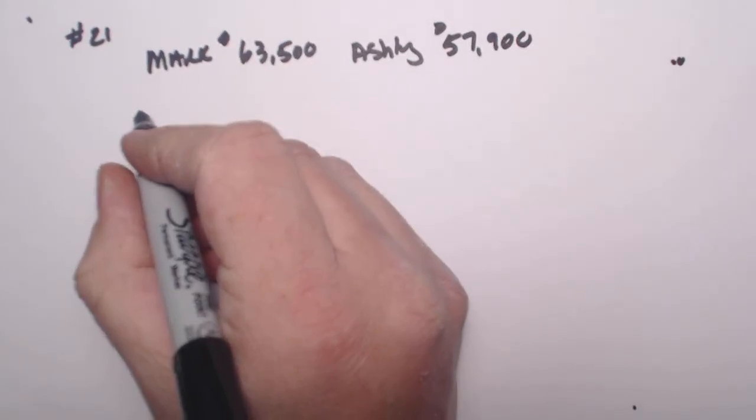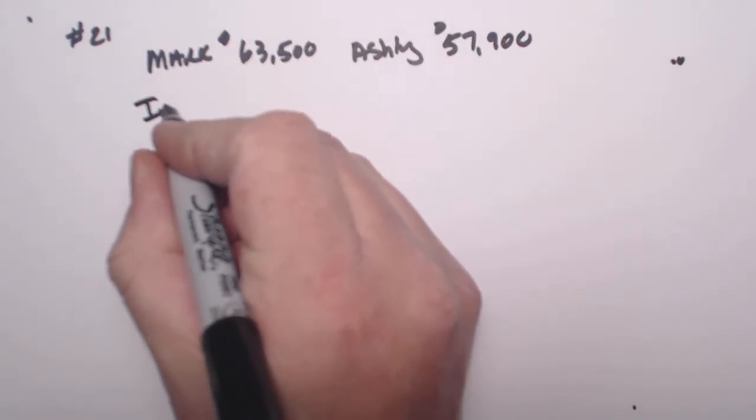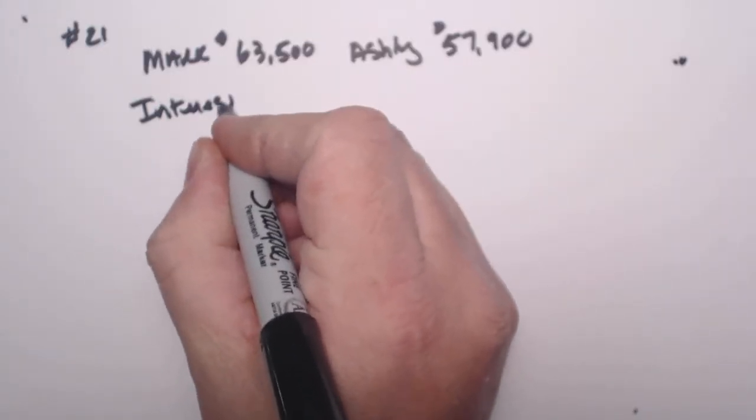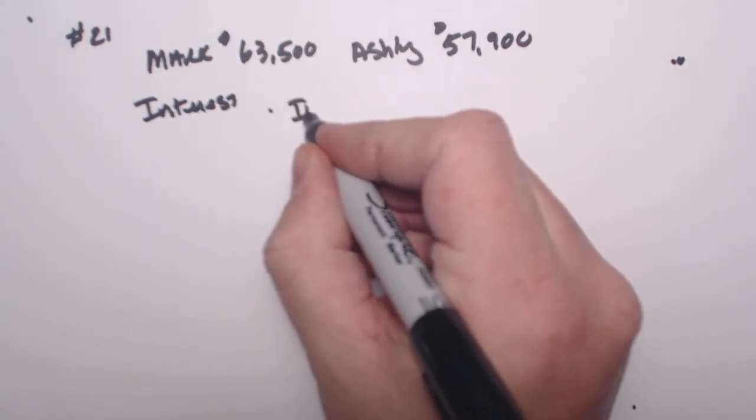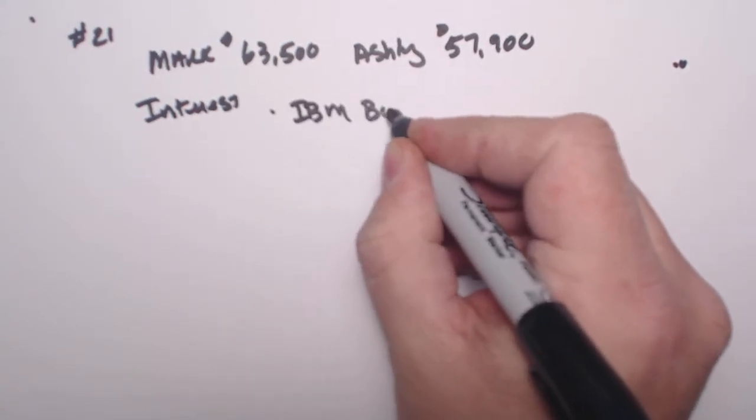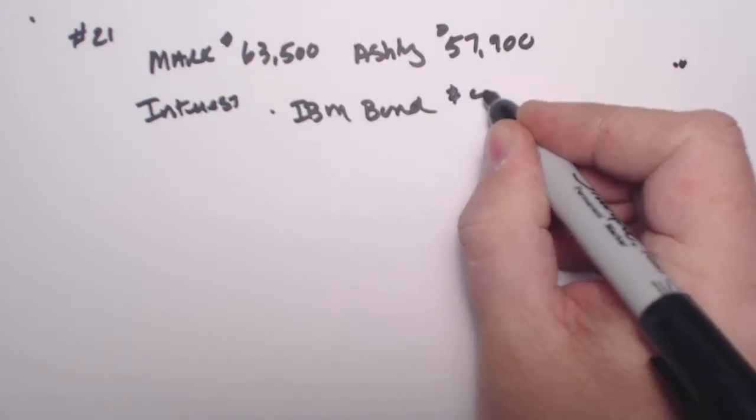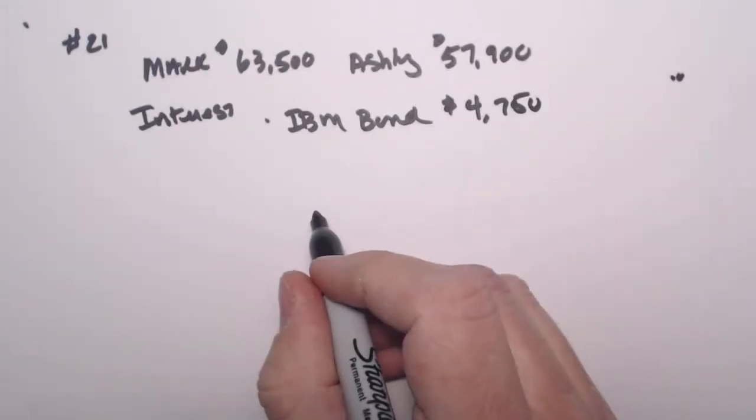They had some interest on investments. And they had something called IBM, that's a company, IBM bonds. And they made $4,750 in interest from the IBM bonds.